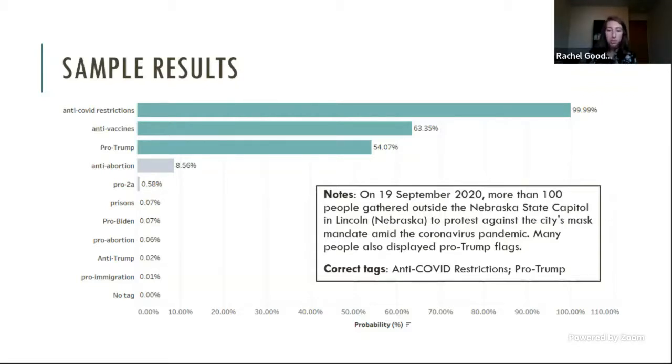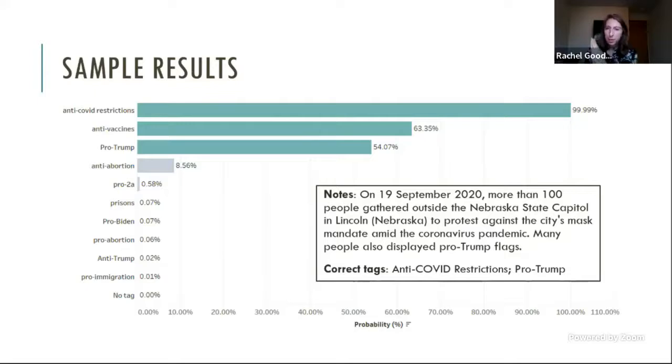On the flip side, if we consider an alternative option here, if we had set the probability threshold at 70%, the model only would have assigned the anti-COVID restrictions tag, which means a reviewer then would need to recognize that the event was missing the pro-Trump tag, and they would need to add it in. And this starts to get at why we set the threshold so low, because oftentimes it's easier and quicker for someone to remove a tag that's incorrect, as opposed to having to recognize that there's a missing tag and then add that to the event.